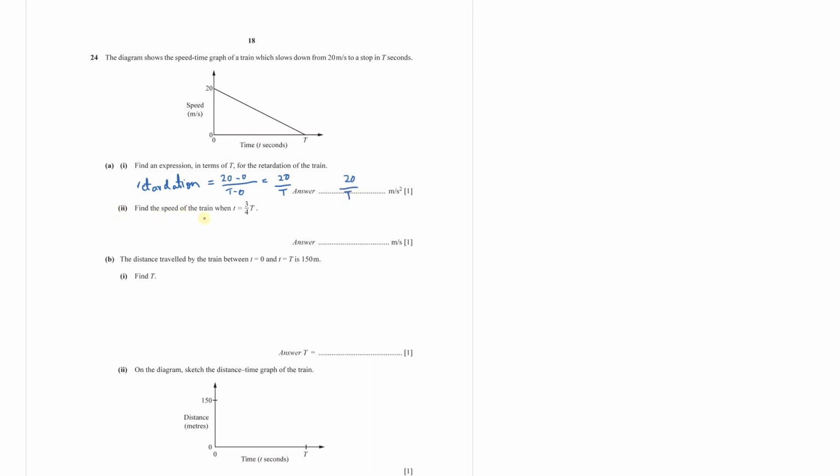Find the speed of the train when t equals 3T by 4. There are a couple of ways that you can solve it. You can directly compute it from the graph, or I'll show you both methods. So first, let's calculate it from the graph.